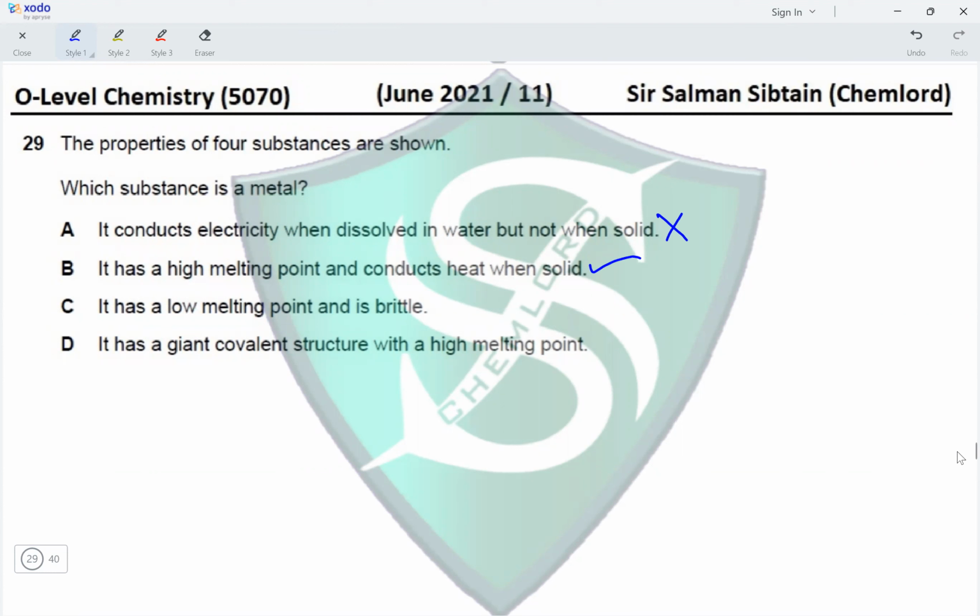C. It has a low melting point and is brittle. This is the property of a non-metal which will have a low melting point and will be brittle. So C is incorrect. D. It has a giant covalent structure with a high melting point. This is the property of a macromolecule, not a metal. So option B is the correct option for this question.